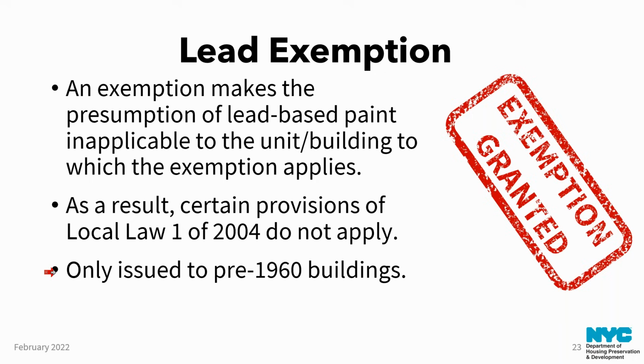There is a relatively specific situation under the law where a building built between 1960 and 1978 could also be subject to the requirements of Local Law 1 if there's actual knowledge of lead-based paint in the building. And no exemptions are available for that situation because that situation is not called a presumption of lead-based paint. So the short version of what I just said is that exemptions are only issued to buildings built before 1960. If you are dealing with lead-based paint compliance issues for a building built between 60 and 78, that is not going to be an option for you.